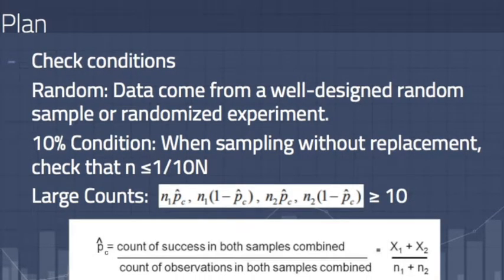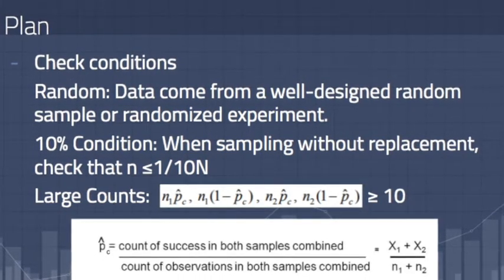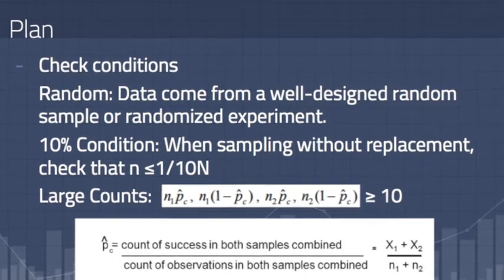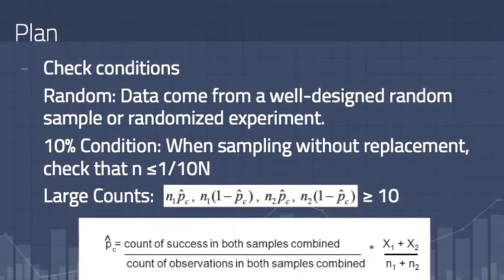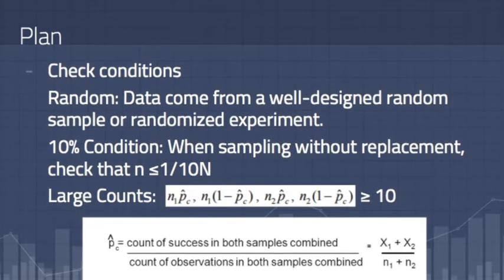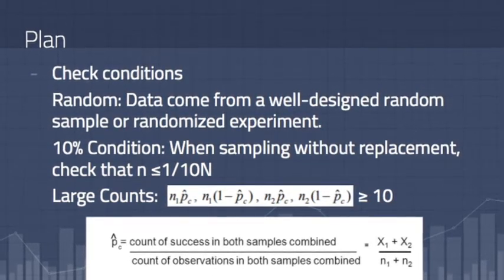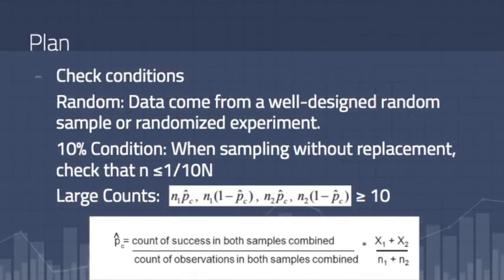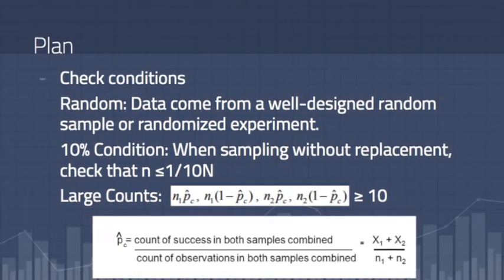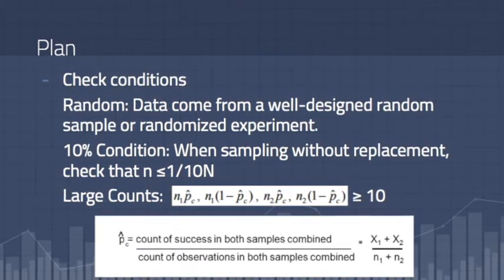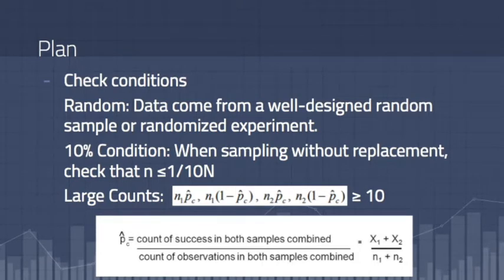The plan portion for a two-proportion z-test is almost the same as that for a one-sample test, except for the large counts condition. In this case, there must be at least 10 successes and failures in both samples, or at least 10 as calculated using the pooled sample proportion, given by dividing the number of total successes by the total observations. Note that the pooled proportion cannot be used to create a confidence interval.